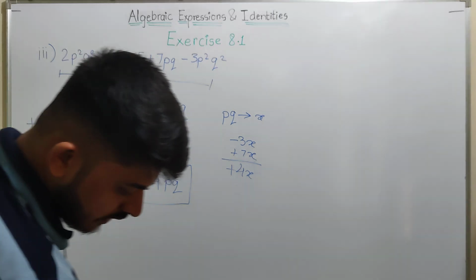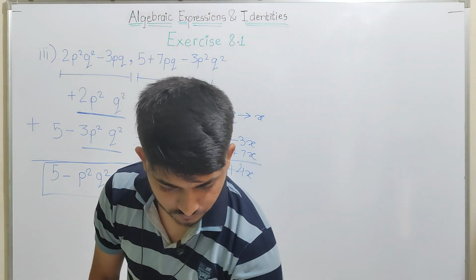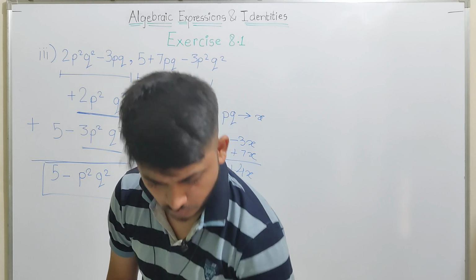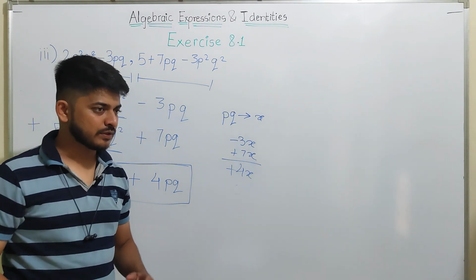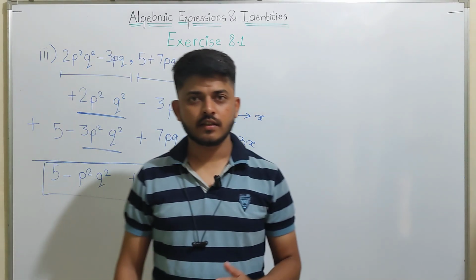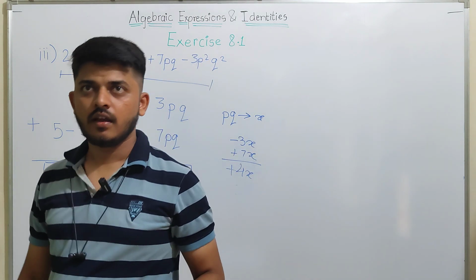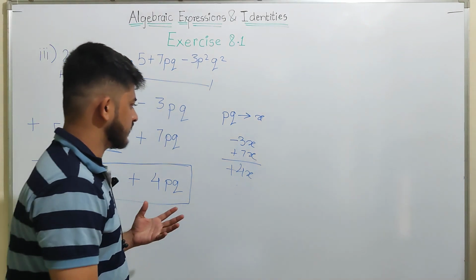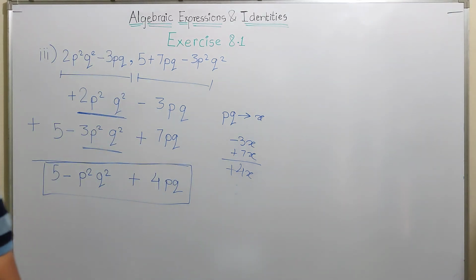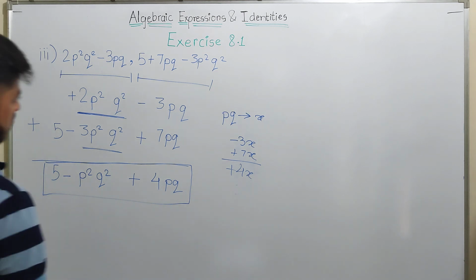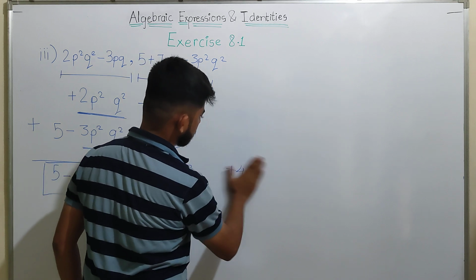This was the third example from exercise 8.2. Now moving towards the fourth example. See students, I'm solving all the examples one by one, and very slowly, and I hope I'm teaching in a good manner. If you have any suggestions, you can comment in the comment box below the video. So we'll move towards the fourth one, right?